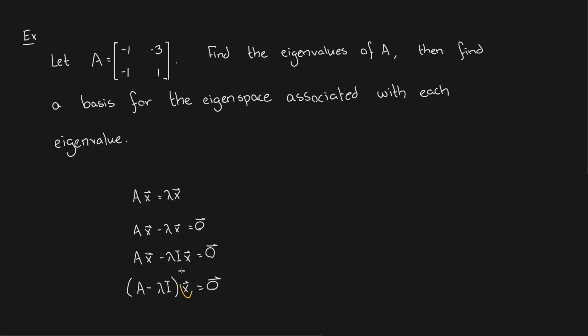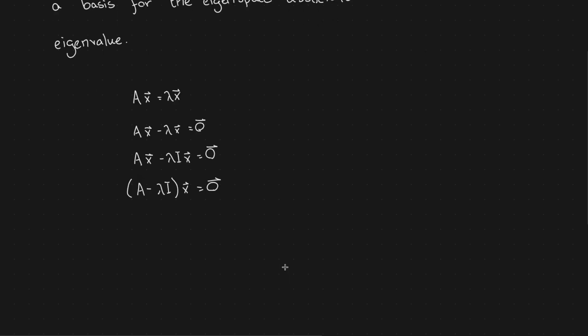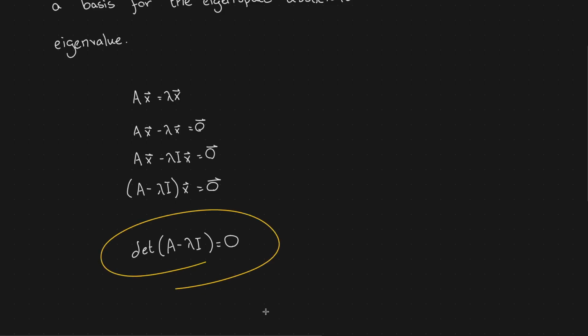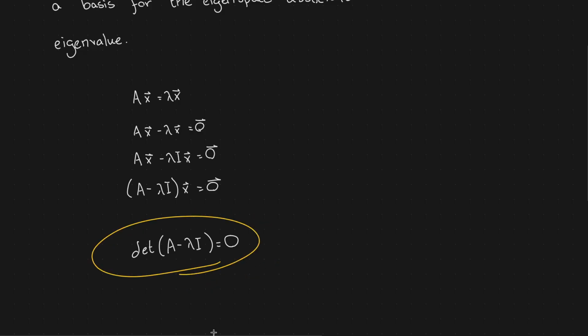We use the fact that x cannot be the zero vector to realize that this homogeneous system must have infinitely many solutions. And the only way that happens with a square matrix is if the matrix is singular. Okay, not invertible. Which means we want to solve the determinant of A minus lambda I equals 0. The only time a matrix is going to be singular, not invertible, is when its determinant is equal to 0. This is the characteristic equation. If we can solve this for lambda, then we know the eigenvalues of the matrix.